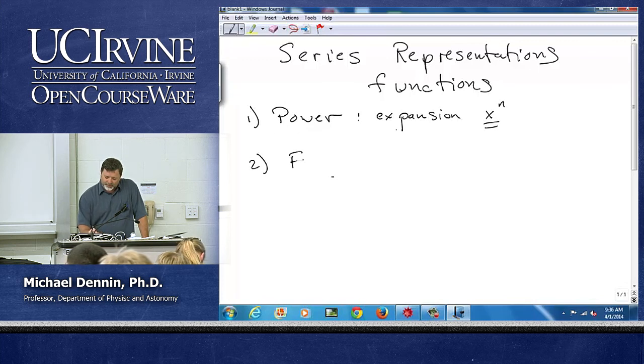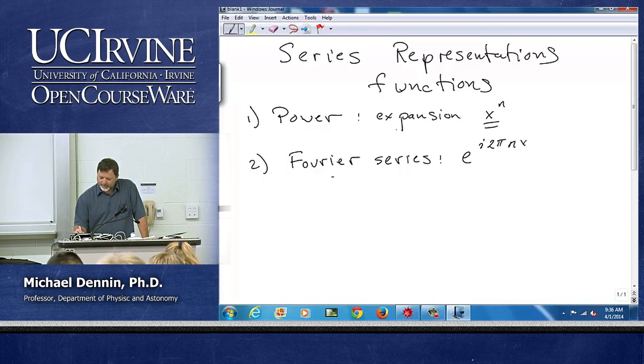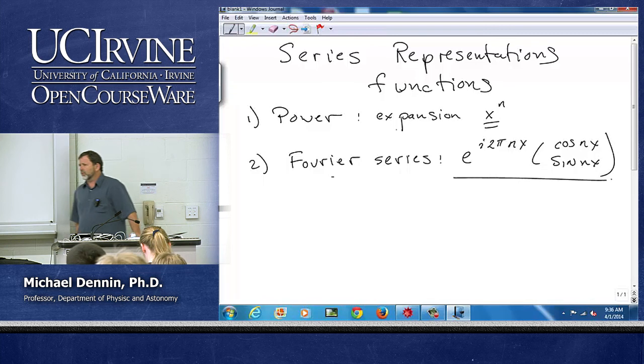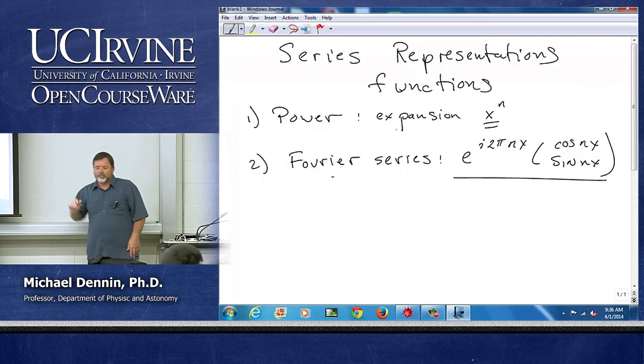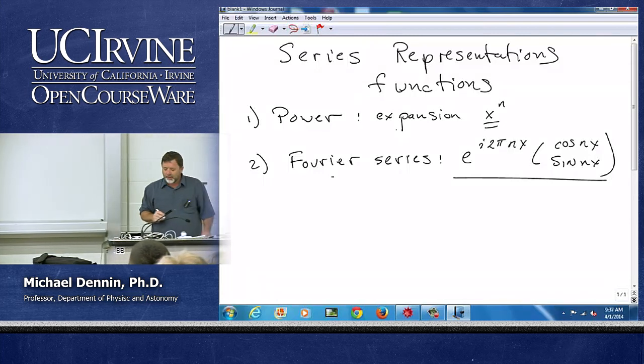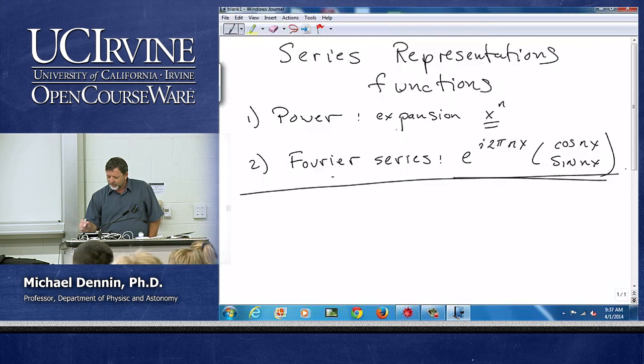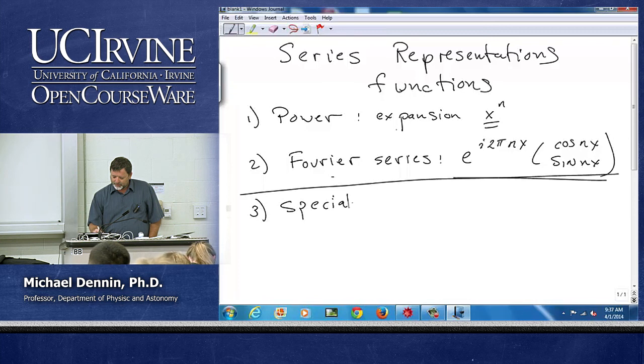We will also, in this class, spend a fair amount of time on Fourier series. This is where your expansion is in powers of e to the i 2 pi nx, or cosine nx, sine nx. And like I said, we'll be going over that later in the quarter. But it'll have the same basic ideas as what we go over briefly now with power series of x to the n. Then, as you go on in your physics career, you will face all sorts of special function series.